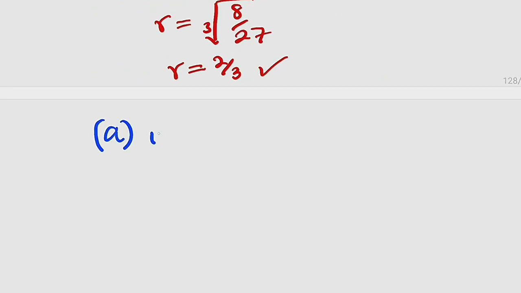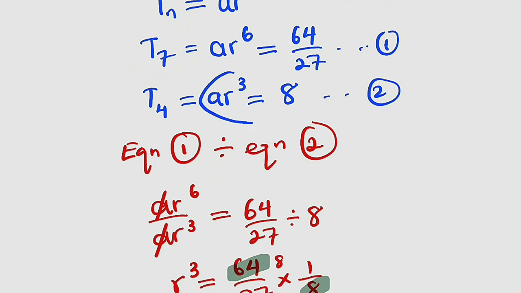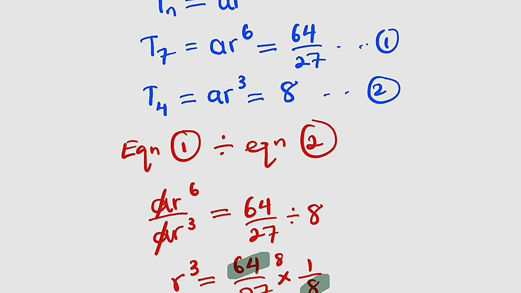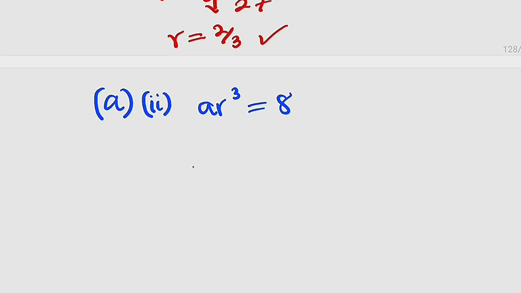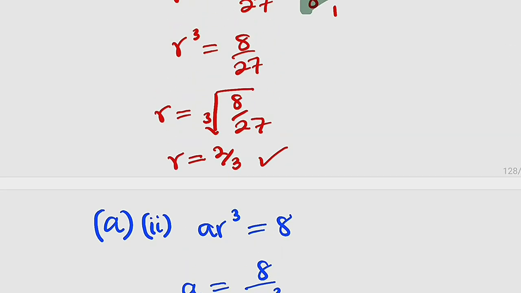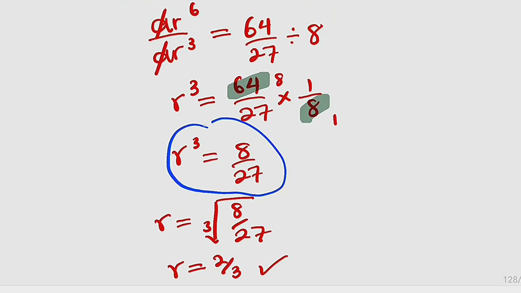So for A Roman 2, we are looking for the first term. We can use equation number 2, which is this one: a r to the power of 3 is equal to 8. This means that a, which we are looking for, is equal to 8 divided by r to the power of 3. So let us plug in r to the power of 3. We already have it right here: it is equal to 8 divided by 27.